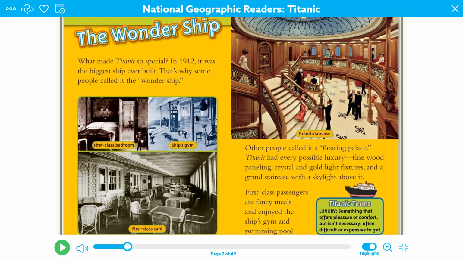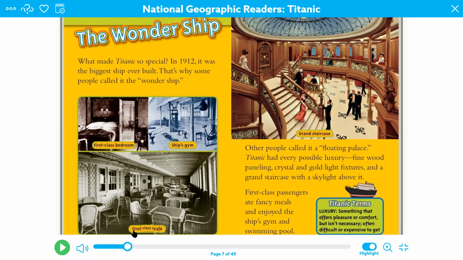Now if we look over here at these pictures, why are these important? What do we learn from looking at these pictures? Well, the ship's gym. So it looks like the ship had a gym. Do you think the ship was big or do you think it was small? I'm guessing that the ship was really big if it had a personal gym inside of it.